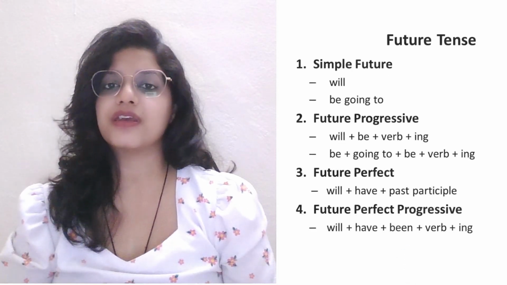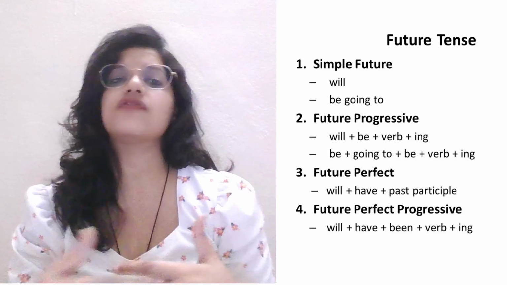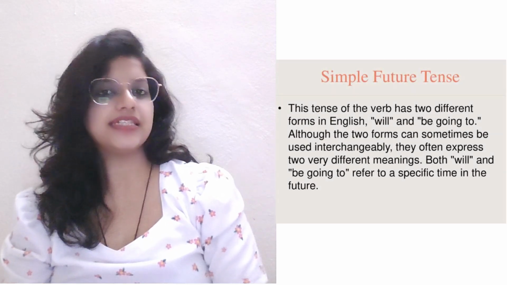In English, there are 4 primary ways to express the future tense. Each has its own unique way of showing different kinds of future actions. Let's break them down. First, we have the simple future tense.